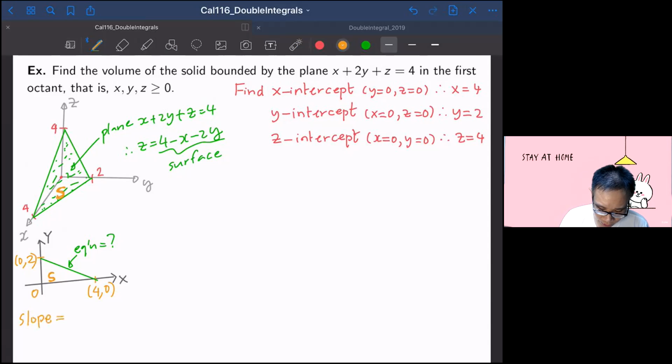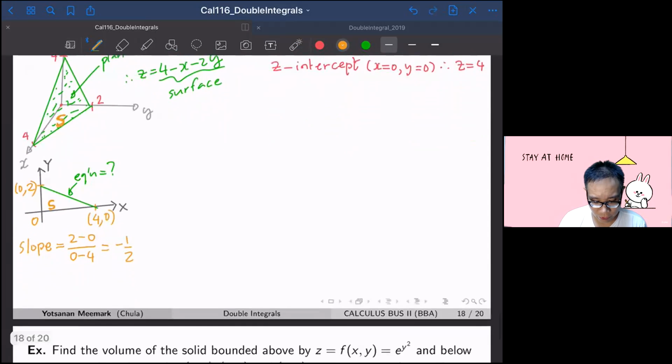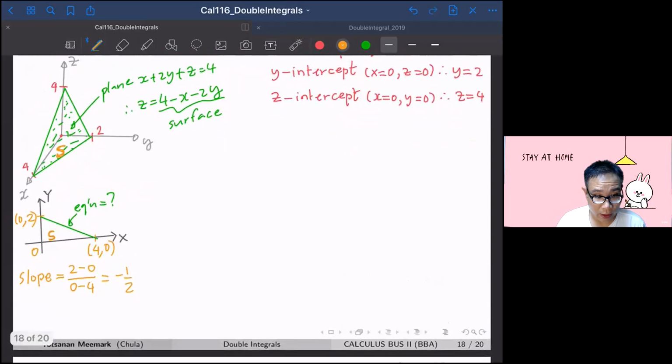The slope will be just 2 minus 0 over 0 minus 4. So the slope will be negative 1/2. Okay, so you have the slope equal to negative 1/2, and you have the point (0, 2). So you have y equal to negative 1/2 x plus 2. Okay, so 2 here is already the y-intercept.